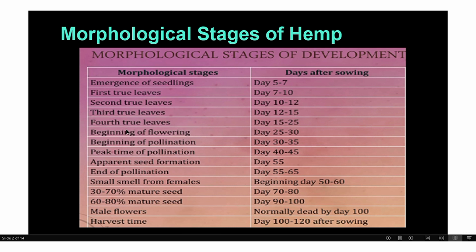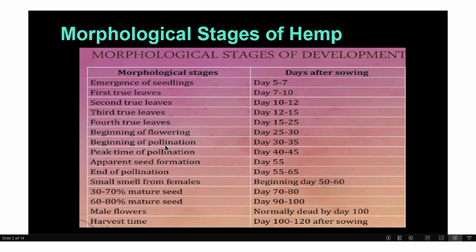So the next, fourth true leaves, takes 15 to 25 days. So the leaves process has been completed. It takes about 25 days after the sowing. So next is the major stage, beginning of flowering. Beginning of flowering takes 25 to 30 days.